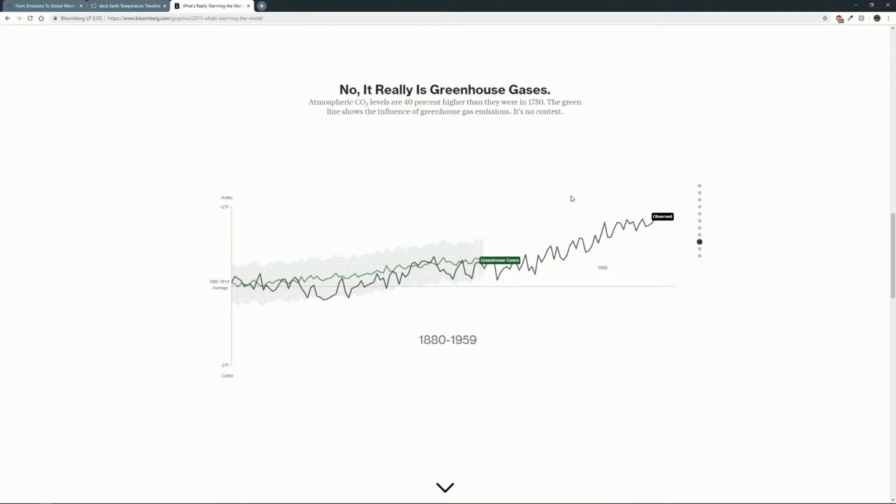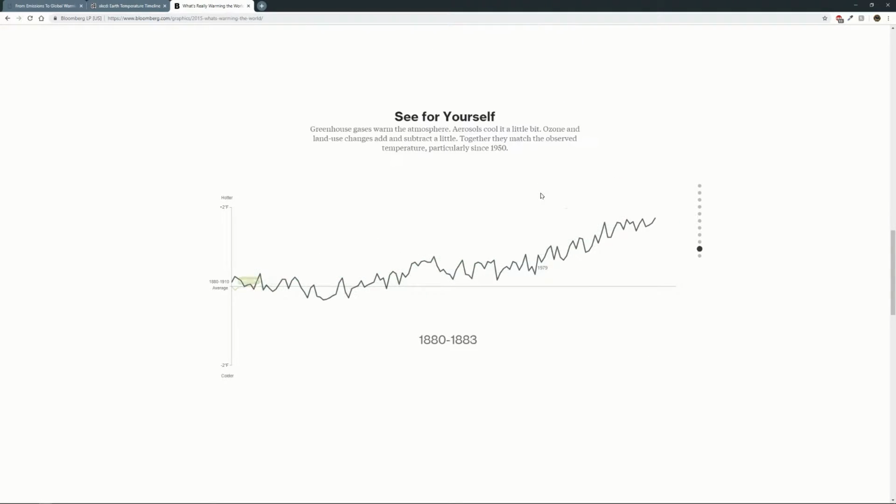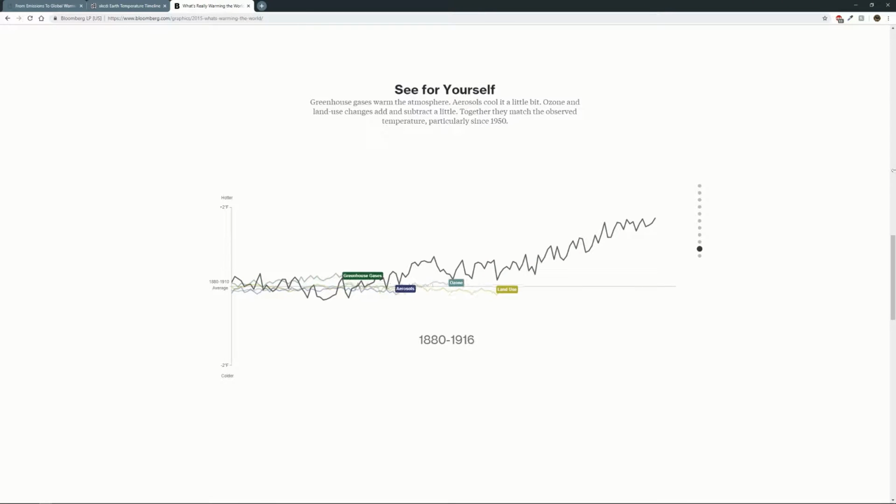Well, it really is greenhouse gases. Atmospheric CO2 levels are 40% higher than they were in 1750. This green line shows the influence of greenhouse gas emissions. It's no contest. So let's combine our human influences. Greenhouse gases warm the atmosphere, aerosols cool it a bit, ozone and land use changes add and subtract a little bit. Together, they match our observed temperature change, particularly since 1950.